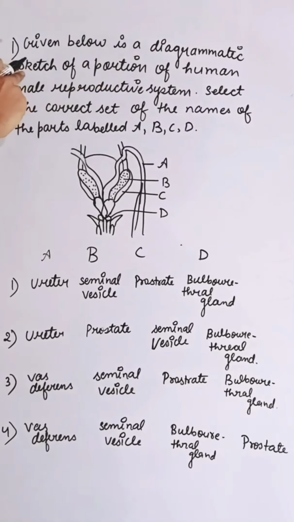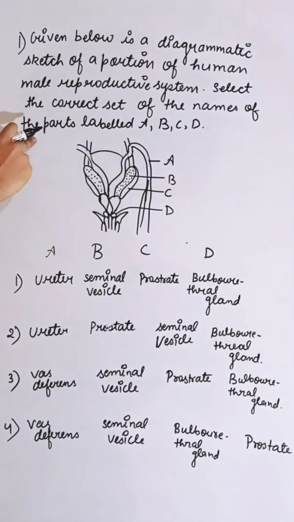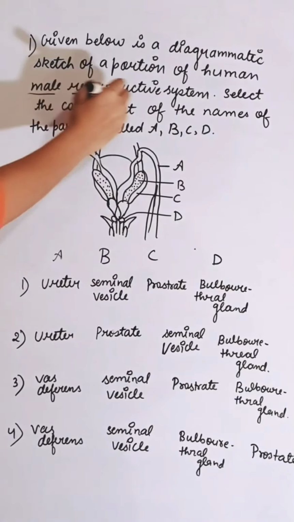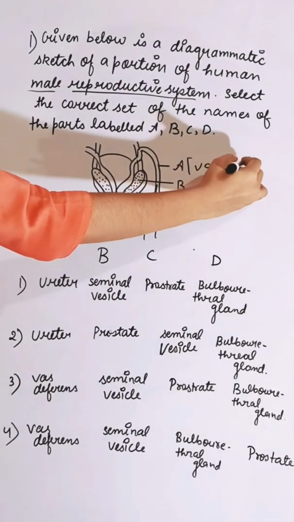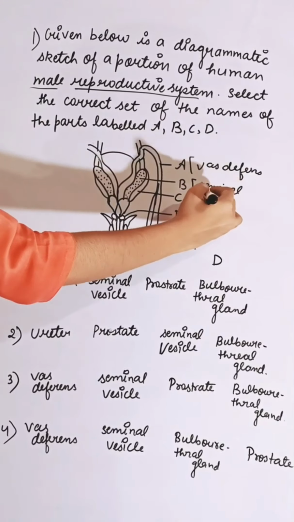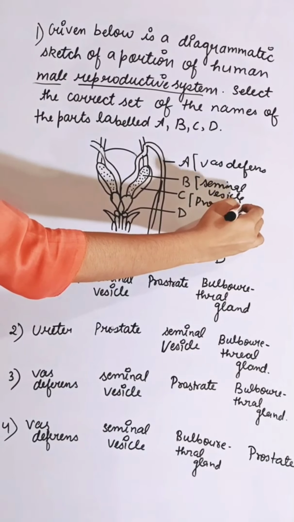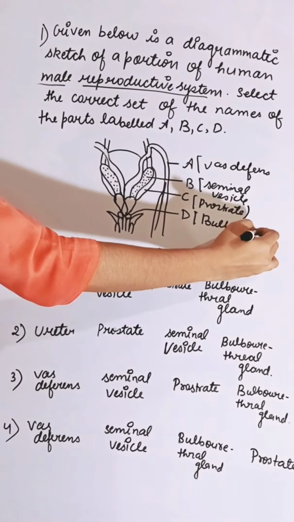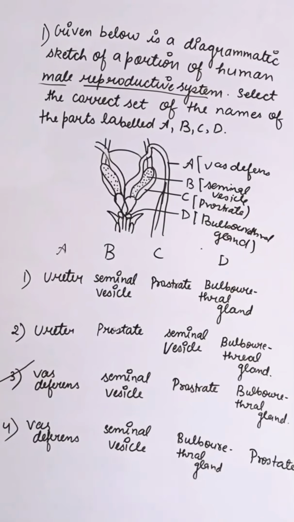Given below is a diagrammatic sketch of a portion of human male reproductive system. Select the correct set of the names of the parts labeled A, B, C, D. This is a diagram of male reproductive system. These all are the options. First, A is vas deferens and B is seminal vesicle, C is prostate gland and D is bulbourethral gland. So correct answer is 3.